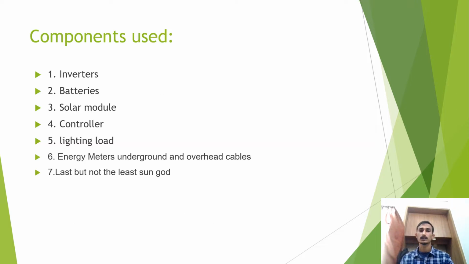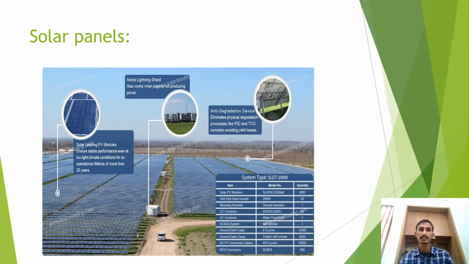Now you can see the components used in solar power plant: inverter, batteries, solar module, controller, lighting load, energy meter, underground and overhead cables. Last but not the least, sun. As we can see in the picture, these are the solar panels. When the sun rays fall on the panels, the solar panels convert the sunlight into electrical energy. And in the solar panel field, we want to remember some points.